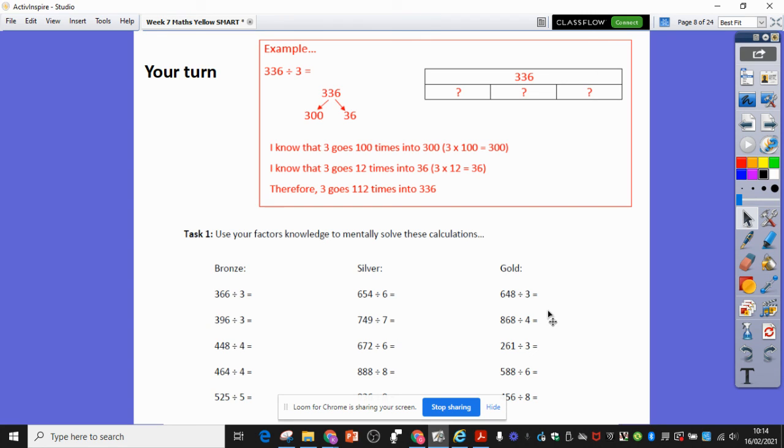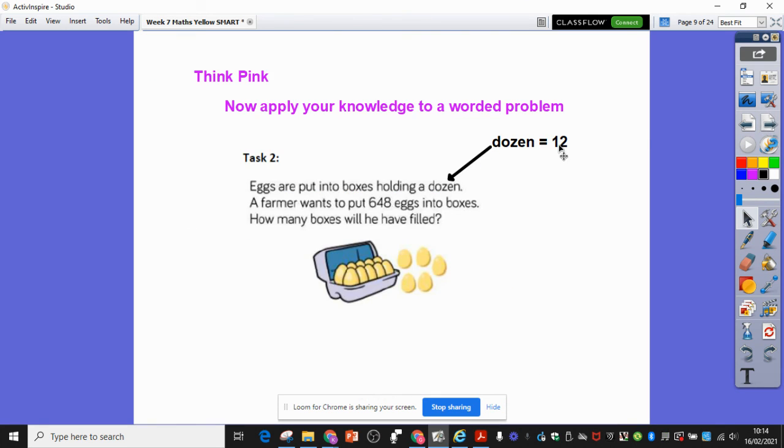I'd like you to mark them as you go, so that you mark it, move on. If you're not getting it right, purple pen and go back and find your answer. Find out where you've gone wrong. When you have done that and you have got 5 correct and you feel confident, I want you to do a think pink for me. And the think pink I want you to do is to apply your knowledge to a worded problem.